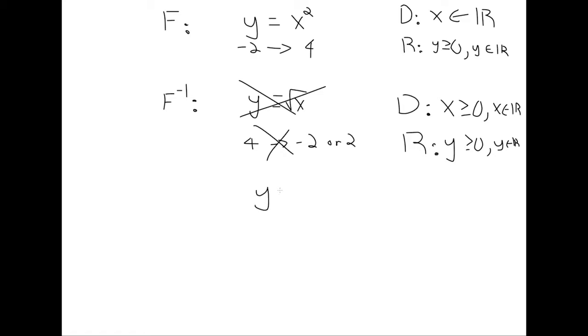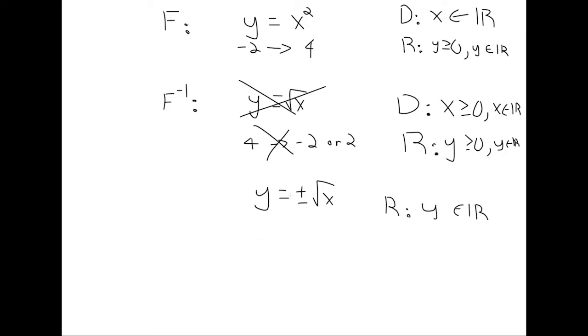But we can change that by saying y equals plus or minus square root of x. Now what does that do to our range? Well, our range is now going to be y is just a member of the reals. So y is now free to be negative. Y can be a negative number.